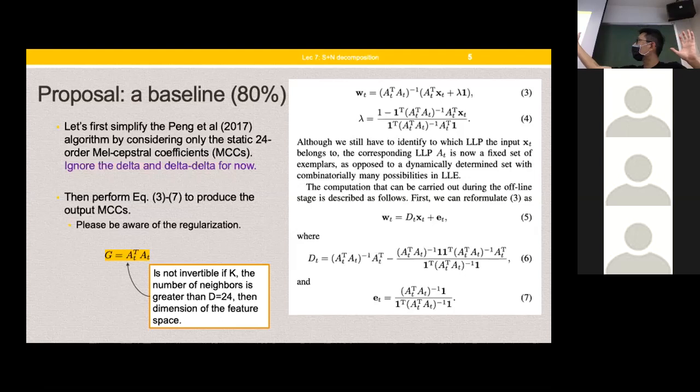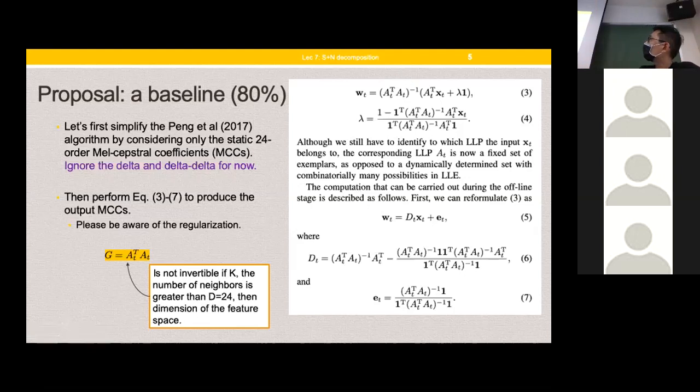A transpose A is a large matrix, and I argue that A transpose A is not invertible. It has some issue. It is not invertible if K, the number of neighbors, is greater than our dimensionality, which is 24 for now. There should be an invertibility issue here. In the next slide, I will remind you of the regularization technique.